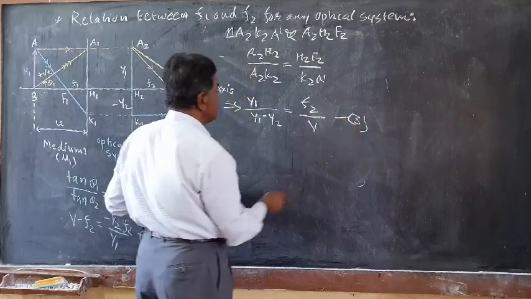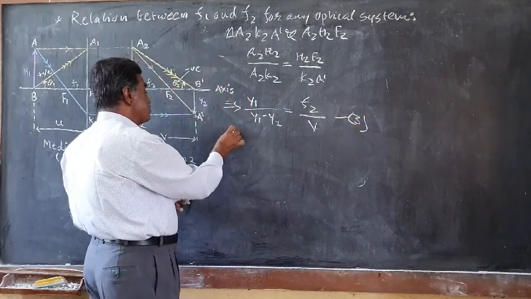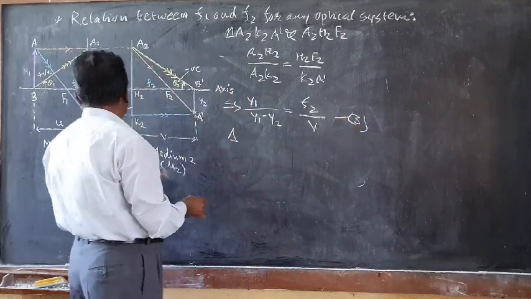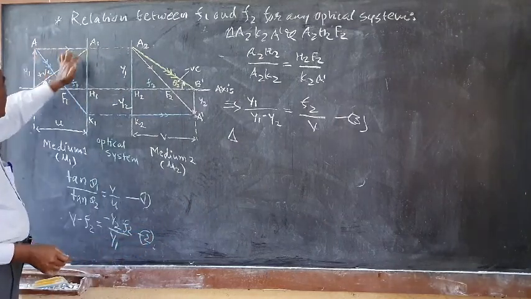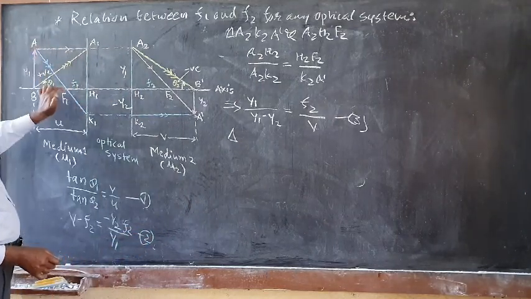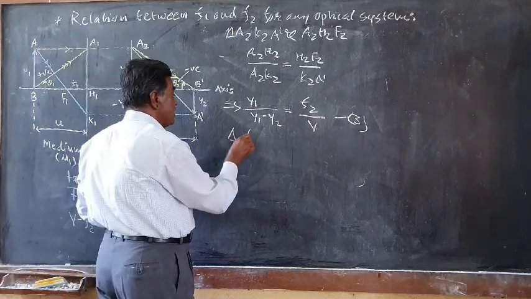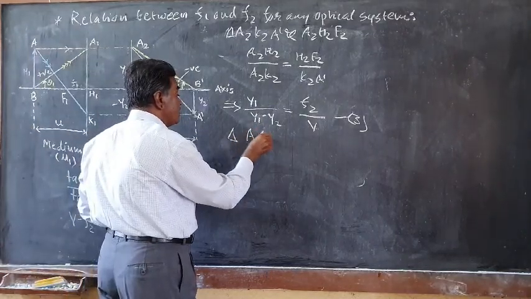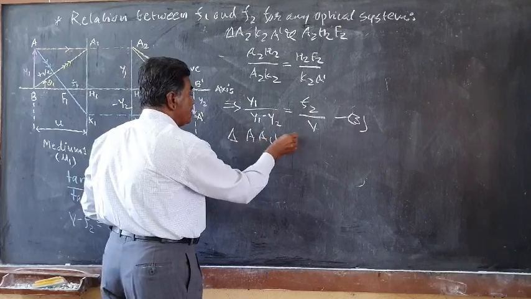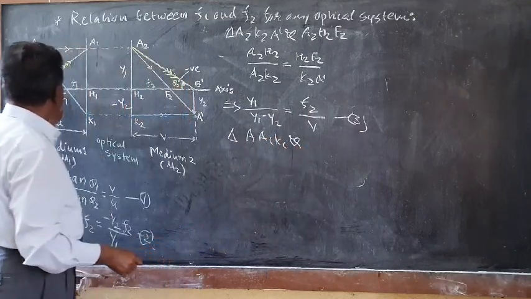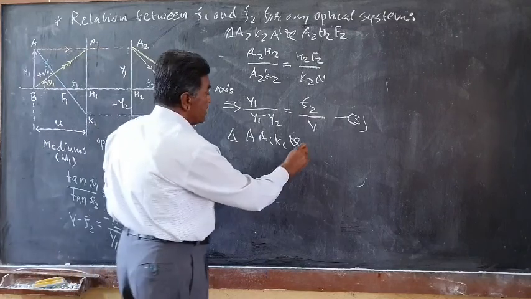So we are getting these three equations. Similarly, from the right side, we consider similar triangles: the triangle A1 K1 and a small triangle F1 H1 K1.